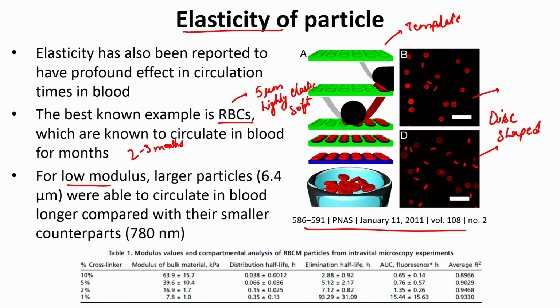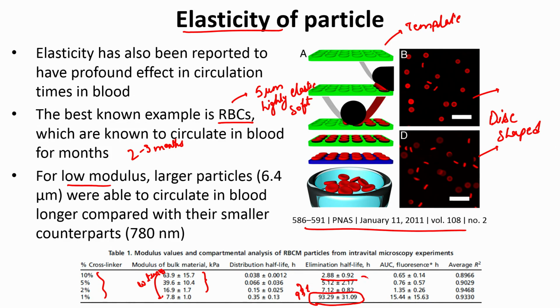So, depending on the amount of crosslinker that they have added, they can vary the crosslinker from 10 to 1%, and their bulk material modulus will also change. Here they have been able to change it by almost an order of magnitude, so 10 times. And with that they also see that the half life has changed. If you look at the half life, a very elastic particle has a half life of only about 3 hours, whereas something with a very low modulus has a half life of close to about 95 hours or 93 hours.